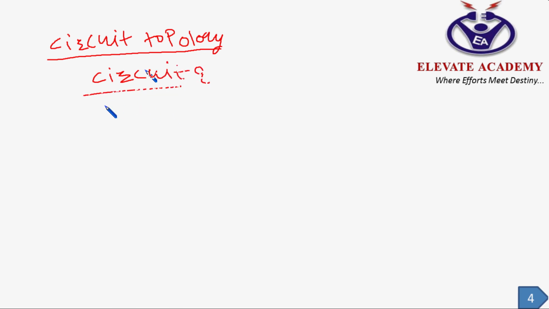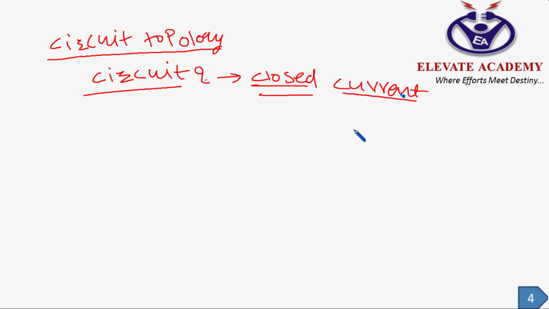Whenever we are considering the electrical engineering circuit, all the circuits are closed loop circuits. Unless or otherwise the current will not flow through that particular circuit. So this is nothing but your basic definition of the circuit: it must be closed, otherwise current will not flow through that circuit.